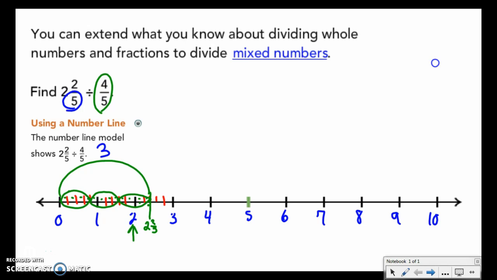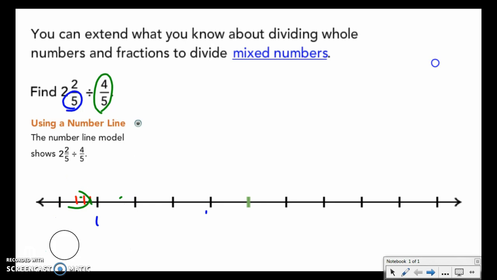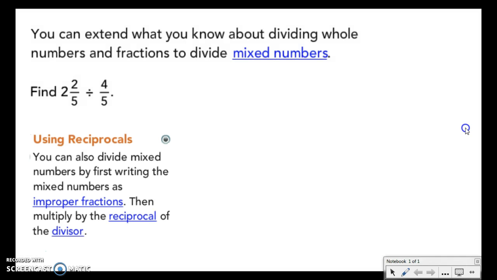Okay? And that's how you do it on a number line. Let's figure out how to do it using our other method we talked about. Okay. Using reciprocals. You can also divide mixed numbers by first writing your mixed number as an improper fraction, then multiply by the reciprocal of the divisor.